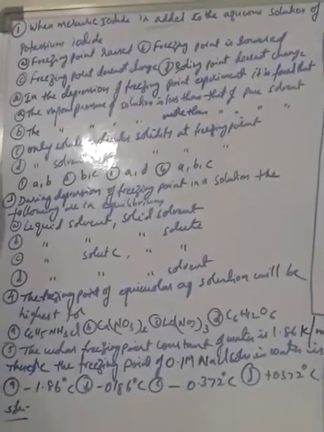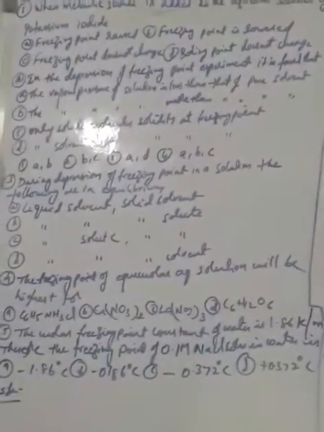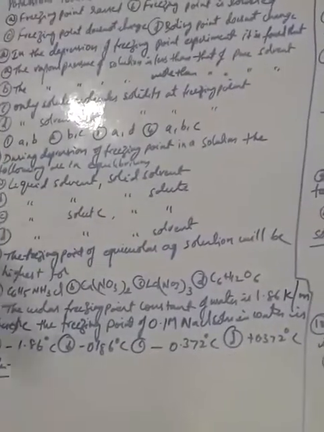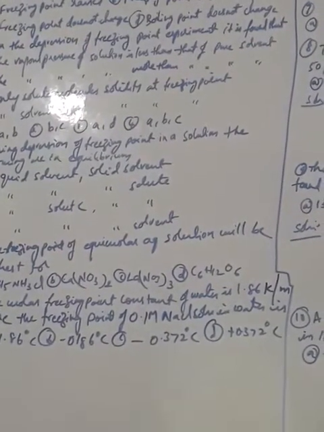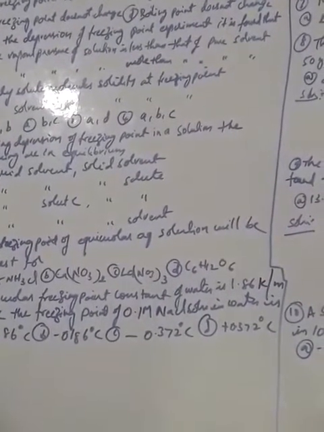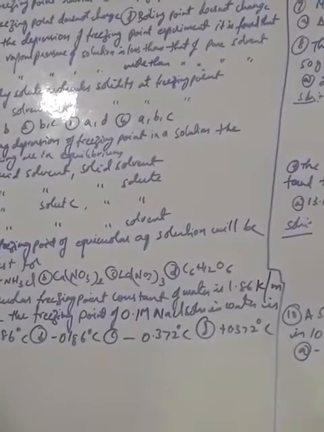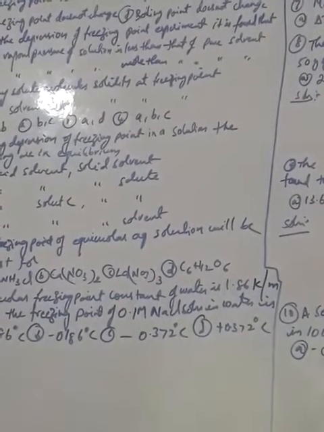Students, today I am going to discuss some objective bits regarding depression in freezing point and osmotic pressure. Okay? So first coming to depression in freezing point. First bit: when mercuric iodide is added to the aqueous solution of potassium iodide, A. Freezing point raised. B. Freezing point is lowered. C. Freezing point does not change. And D. Boiling point does not change.